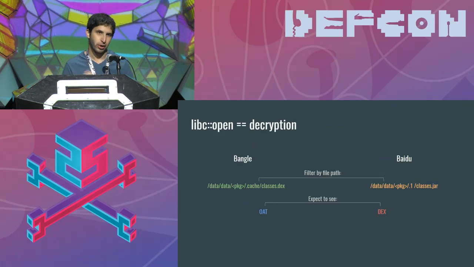We can see that the trigger for decryption by the different packers is when libc opens the file. And in Bankel, it's when it's opening a class's oat file. And in Baidu, it's when it's opening the dex file. And if we place hooks in the first places in the libart VM process, when it tries to open an oat file and a dex file, and dump the files, we should have the decrypted, unpacked version of the dex file.